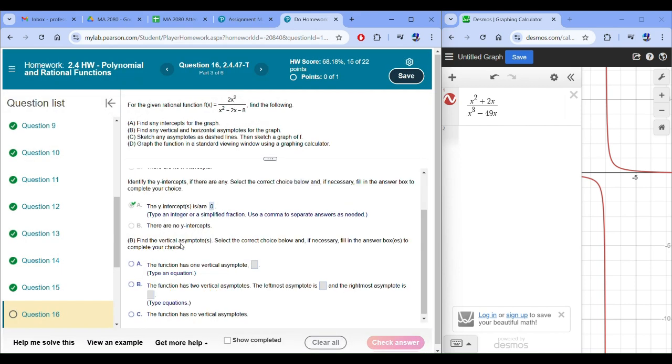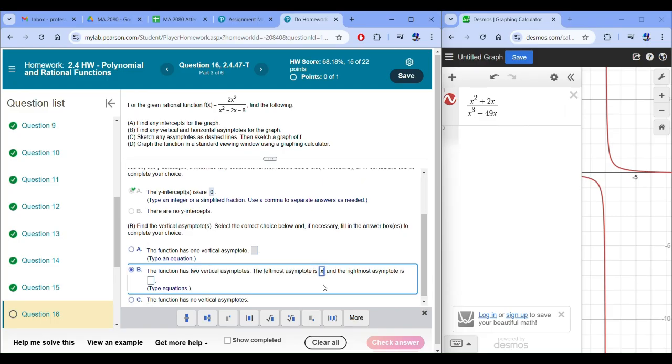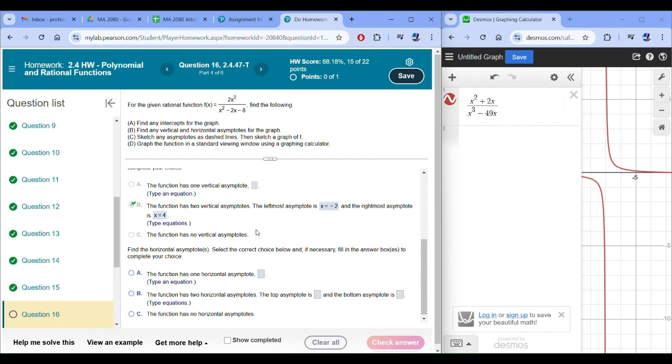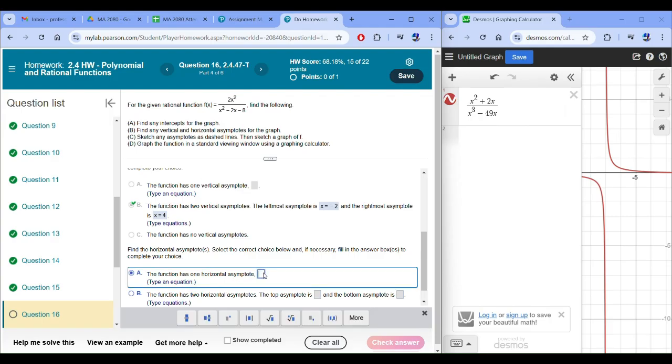Identify the vertical asymptote, which means I set the denominator equal to 0. What multiplies to negative 8 and adds to negative 4? That'd be minus 4 plus 2, which gives me negative 2 and positive 4. The leftmost is x equals negative 2, and x equals positive 4. There we go. The horizontal asymptote is going to be the ratio between our leading coefficients, which is going to be 2. So that's going to be y equals 2.